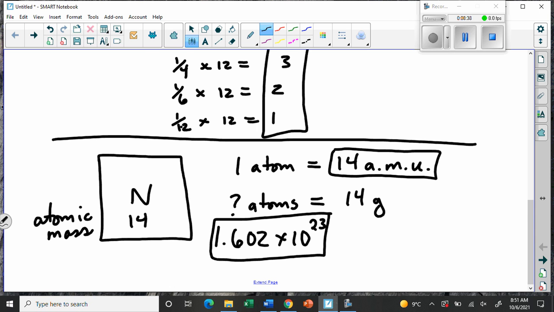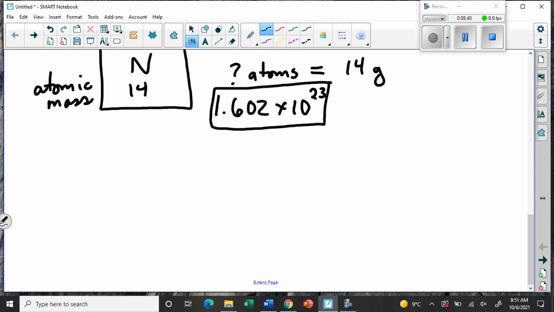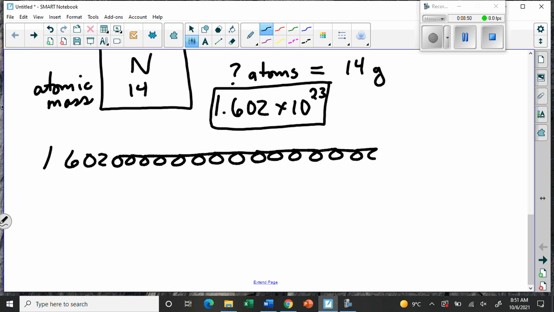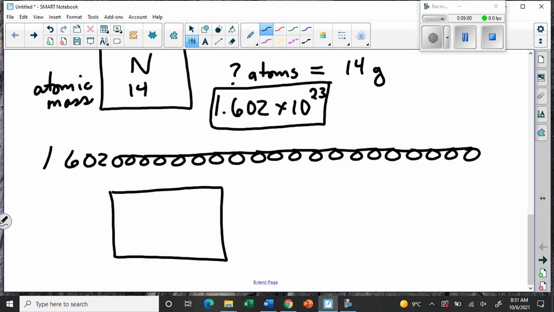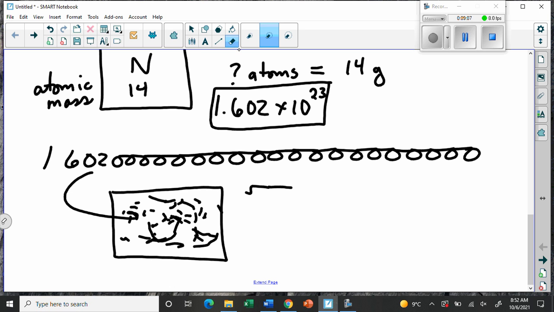So that's a huge number, right? In scientific notation, that would be 6.02 times 10 to the 23. That many. Okay? So if we got a big box and we put that many into this box, tons and tons of nitrogen atoms, then we would find out that the mass of that would be 14 grams.